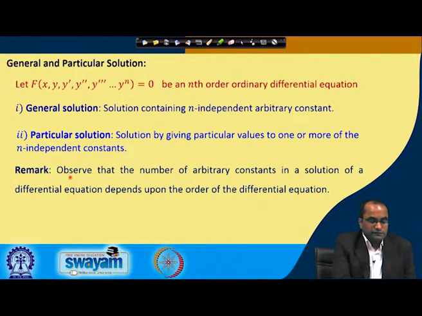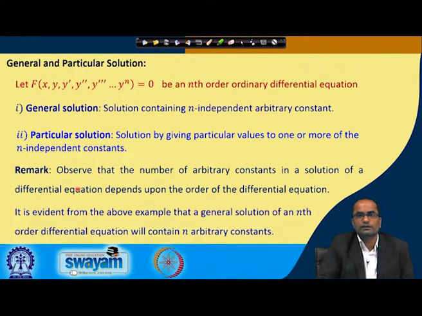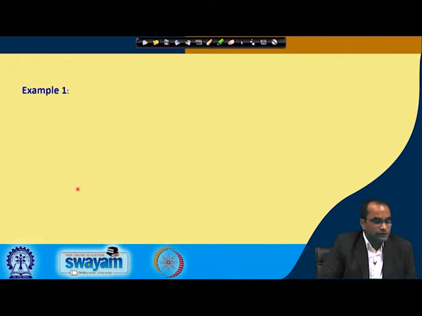And as we discussed already, the number of arbitrary constants in a solution of a differential equation depends on the order of the differential equation, and indeed we have seen, at least through the examples, that a general solution of nth order will contain n arbitrary constants. Okay, so now let us go through the examples.